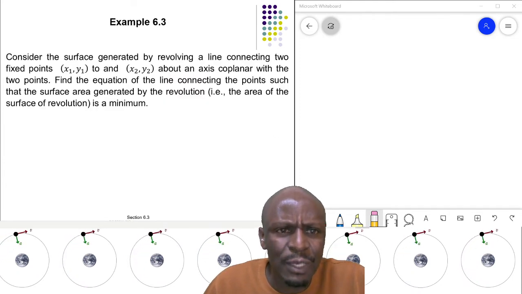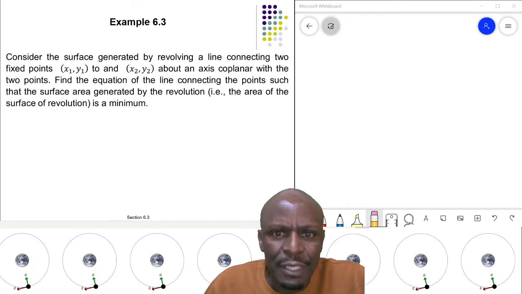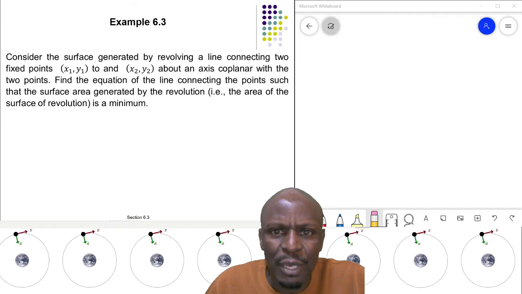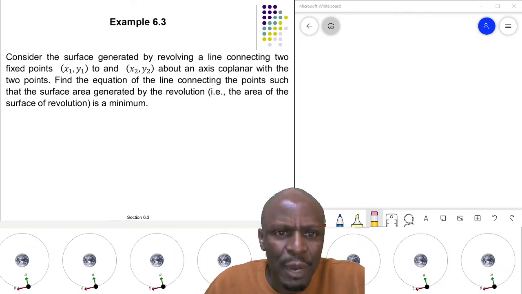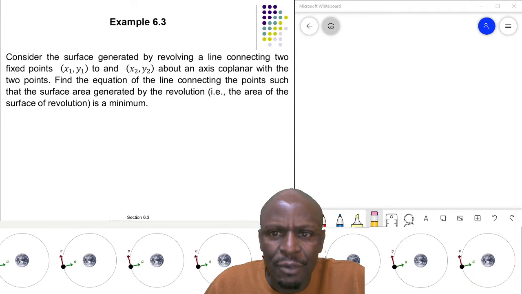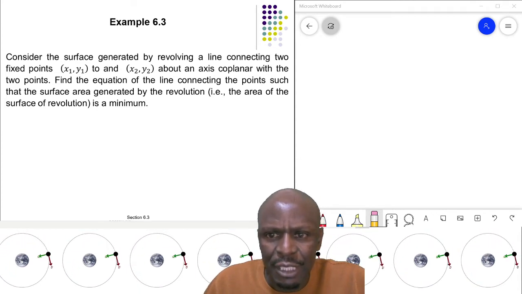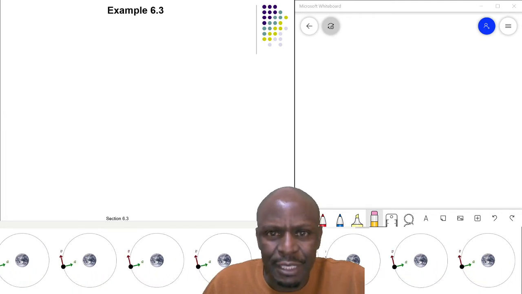Right, let us also do the following example 6.3. Consider the surface generated by the revolution of a line connecting two points, from point 1 to point 2, about an axis coplanar with the two points. Find the equation of the line connecting the two points such that the area of the surface of revolution is minimum.